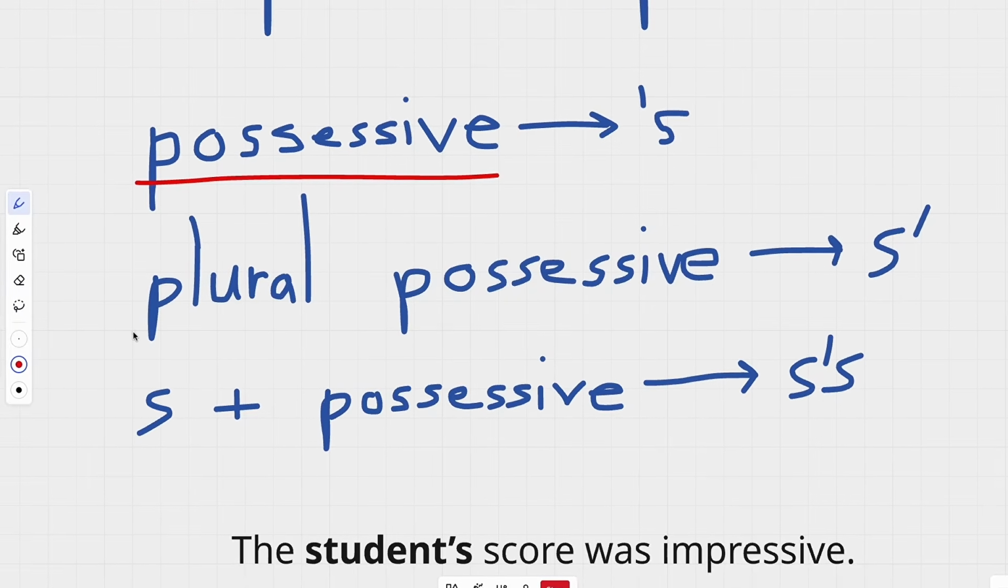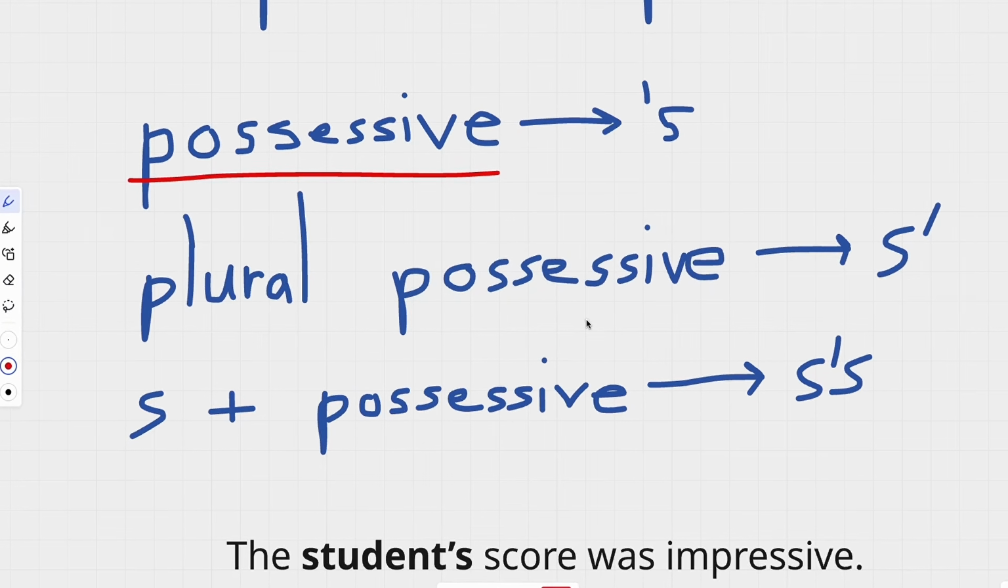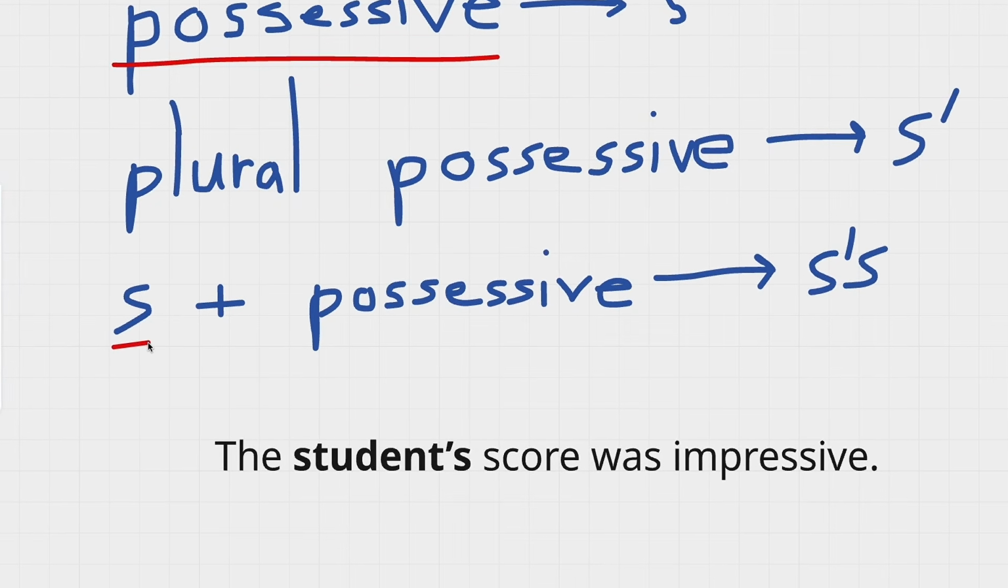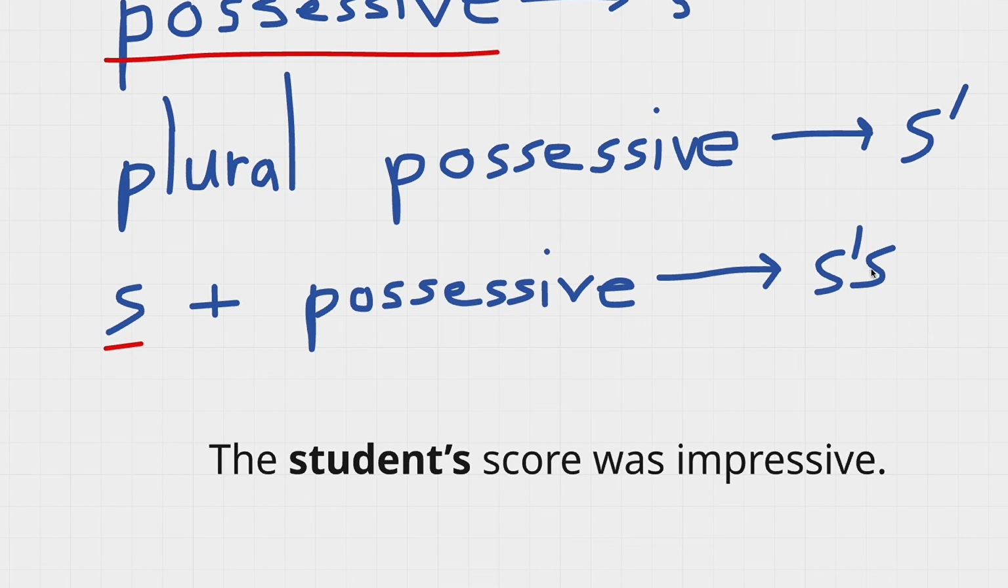Apostrophes. If a word is describing something that is owned by someone else, you use the apostrophe S. If you're describing something that's a plural possessive, like multiple people own something, it's S apostrophe. If there's a person whose name ends in S and it's possessive, it's S apostrophe S.